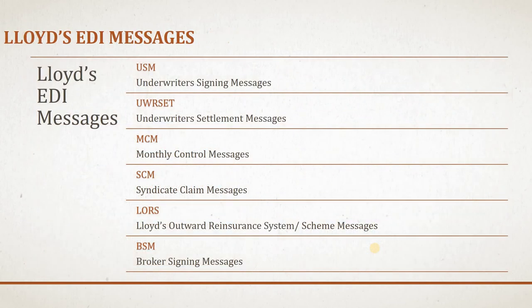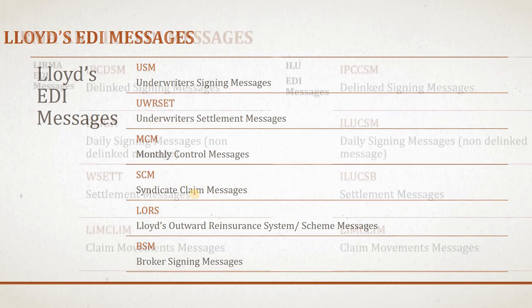Now quickly getting back to the message types. When it comes to the Accord EDI messages, we have USM, which stands for underwriting signing messages. Then we have UWRSETT, underwriting settlement messages, MCM, monthly control messages, SCM, syndicate claim messages, which we will talk about, and LORS messages, which stands for Lloyd's Outward Reinsurance System scheme messages, and broker signing messages. I have discussed these messages in our previous presentation. If you are not aware of these messages, I highly recommend you go back to the previous presentation and have a good look.